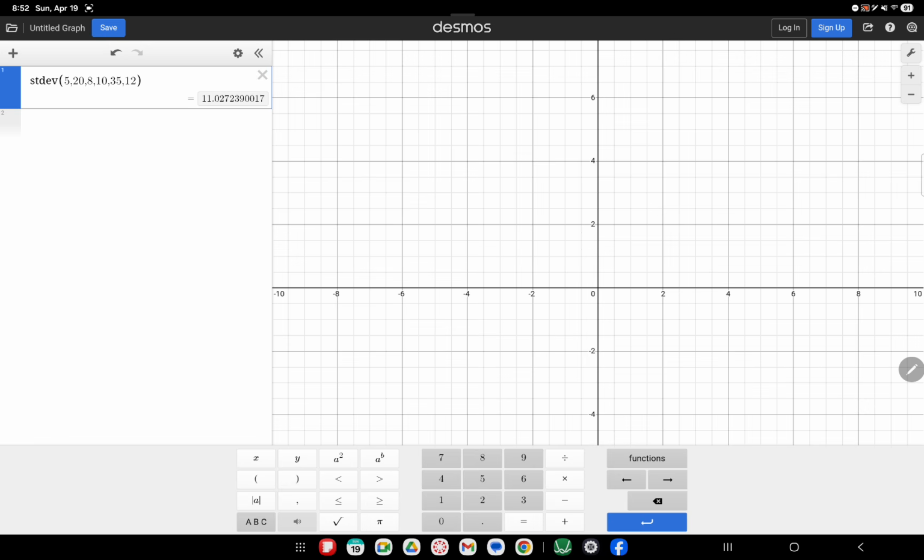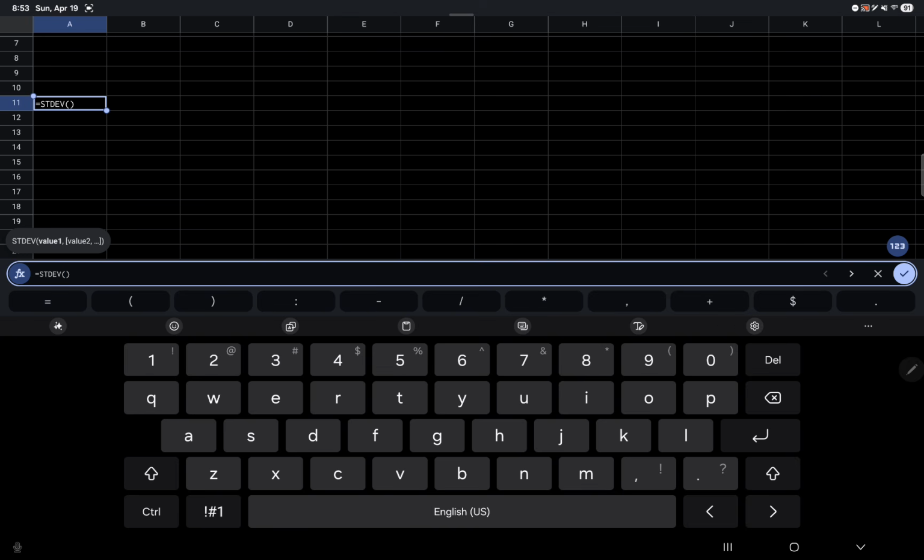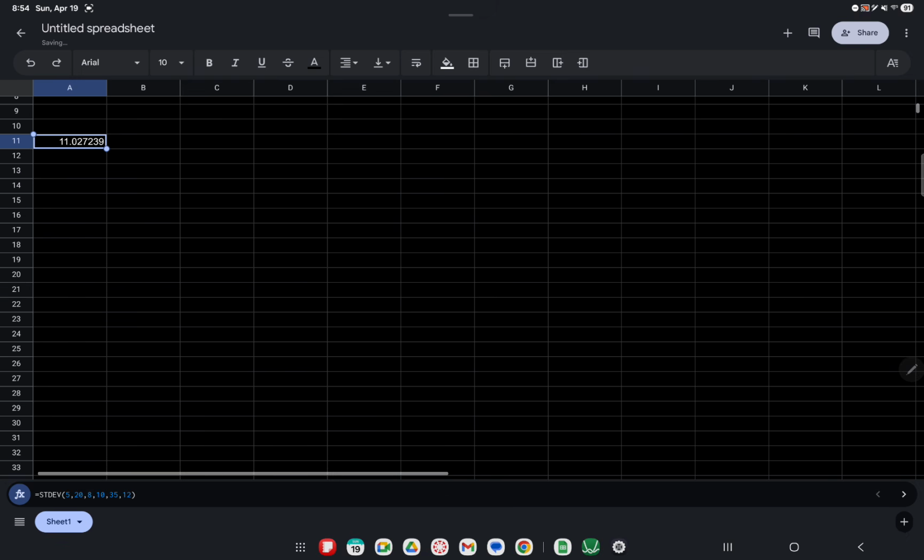Let me pull up Sheets, because I think Sheets can do it as well. Yeah, so we open an Excel file or a Google Sheets file and type in a formula. We put equals, and when I start typing ST, standard deviation pulls up, and I can just type in all those values again: 5, 20, 8, 10, 35, and 12. Then we hit enter, and we get that same 11.03.